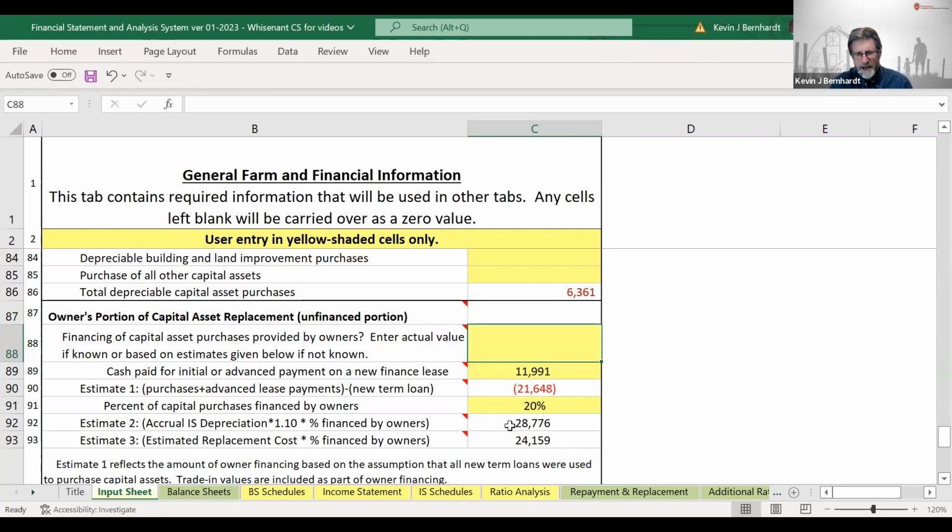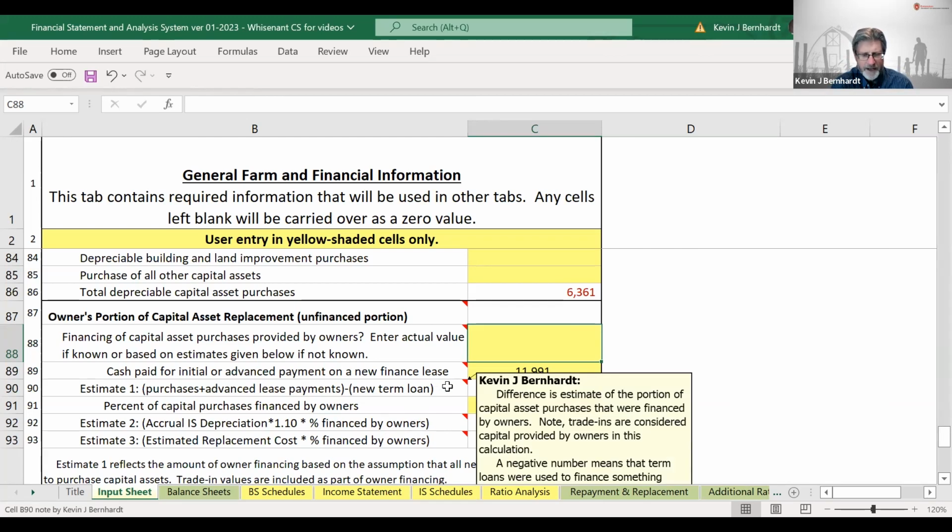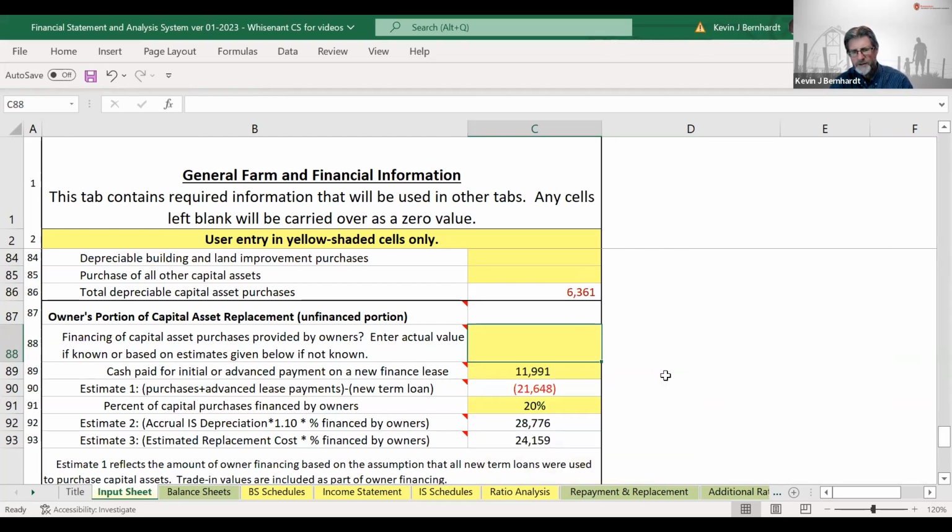Estimates 2 and 3 are more of an estimate of what the amount of owner cash into capital asset purchases perhaps ought to be each year in order to continuously keep the machinery and equipment and buildings and so forth up to date on the farm. So it's just additional information in this particular case. But anyway, again, you can see the red triangles that will help explain each of these if indeed you forget this information when you're working with the spreadsheet. Let's look at some of the rest of the spreadsheet.